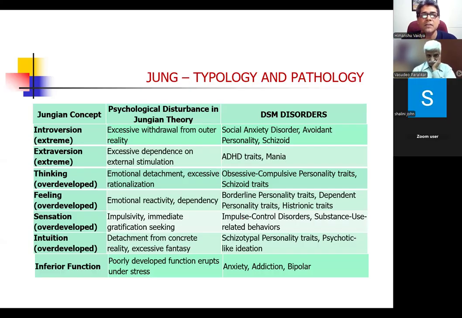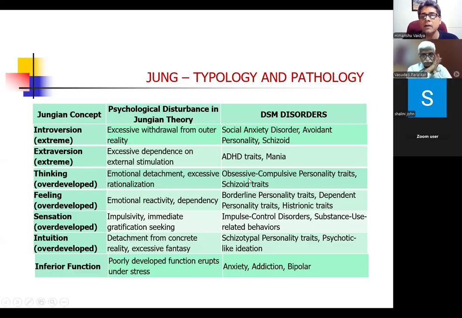Now let us look at this chart and connect each of them to DSM disorders. Too much of introversion, what does it predispose the person to? In DSM terms, social anxiety disorder, avoidant personality disorder, schizoid personality disorder. Too much of extraversion: ADHD traits, manic traits. In fact, it's exhibitionism in all its forms.